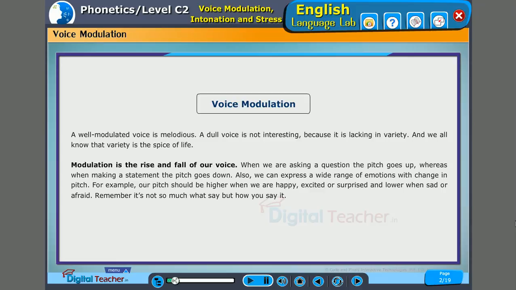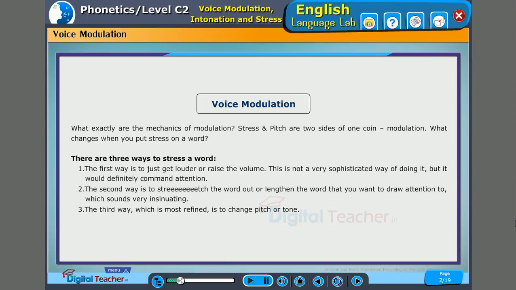What is modulation? Modulation is the rise and fall of our voice. When we are asking a question, the pitch goes up. Whereas, when making a statement, the pitch goes down. Also, we can express a wide range of emotions with change in pitch. For example, our pitch should be higher when we are happy, excited, or surprised, and lower when sad or afraid. Remember, it's not so much about what you say, but how you say.